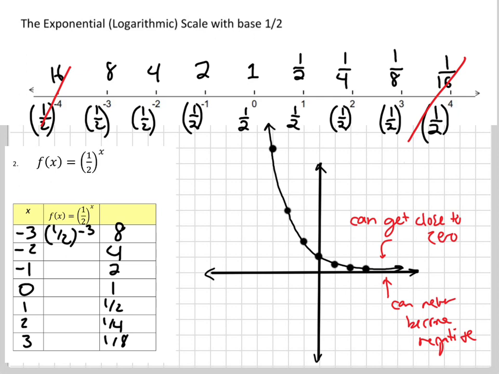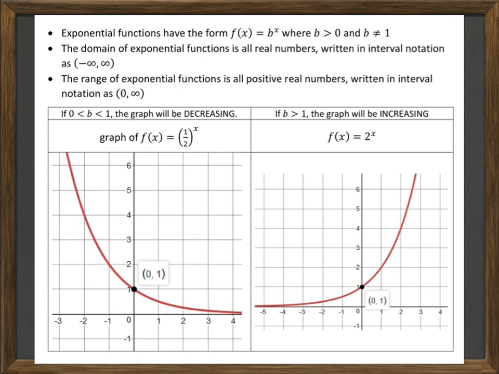When you have a base that is between 0 and 1, like this, then you're going to have a function that is decreasing. So basically like a fraction or decimal, something between 0 and 1. Keep that in mind, because those are some interesting and significant properties of exponential functions that we have to remember. So let's go over this.